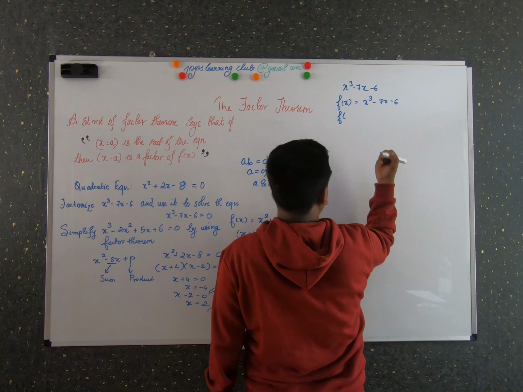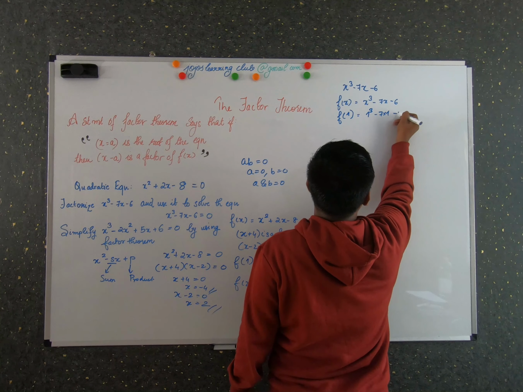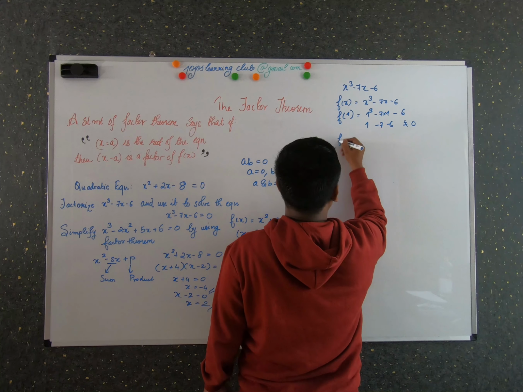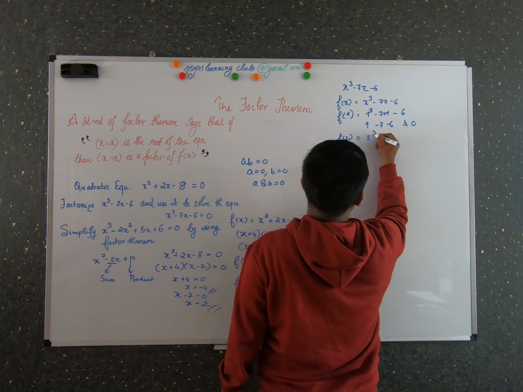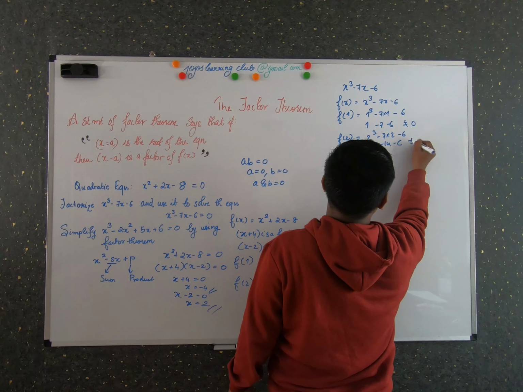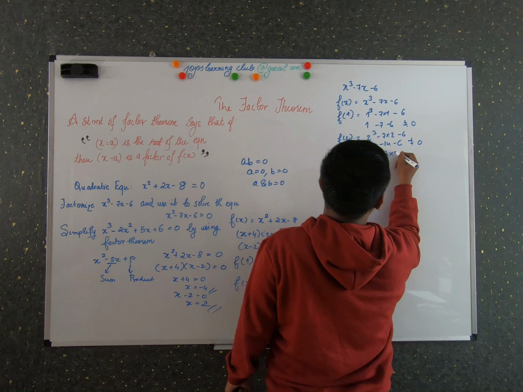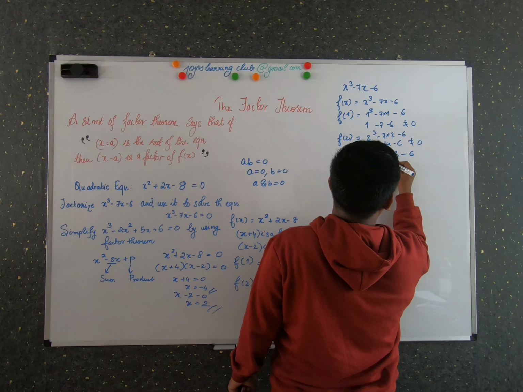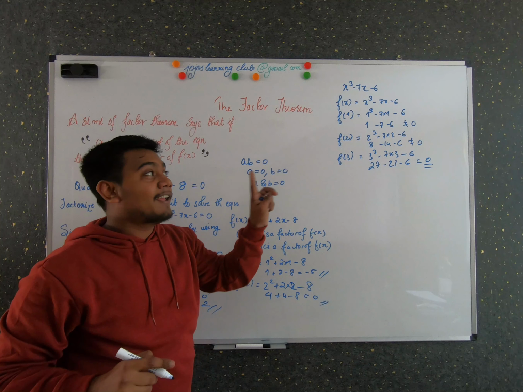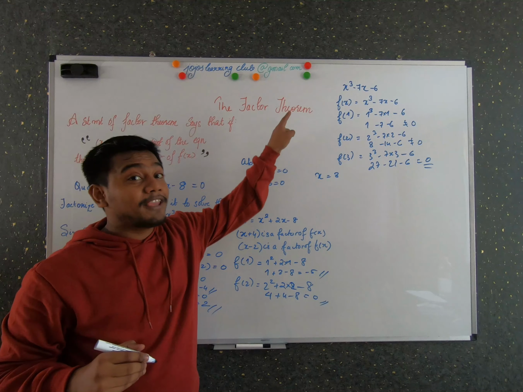Let us apply trial and error. f of 1: 1 cube minus 7 into 1 minus 6, so 1 minus 7 minus 6, not equal to 0. Let's check with f of 2: 2 cube minus 7 into 2 minus 6, so 8 minus 14 minus 6, not equal to 0. Now f of 3: 3 cube minus 7 into 3 minus 6, so 27 minus 21 minus 6, which is equal to 0. So now we know that x equal to 3 is a root of this cubic equation.